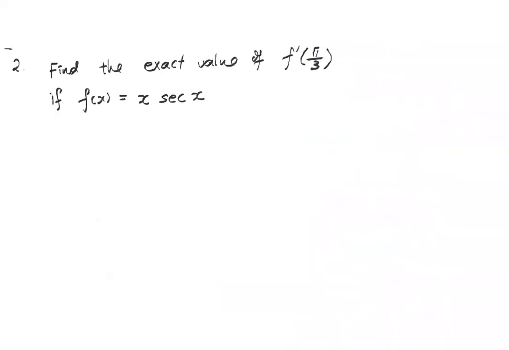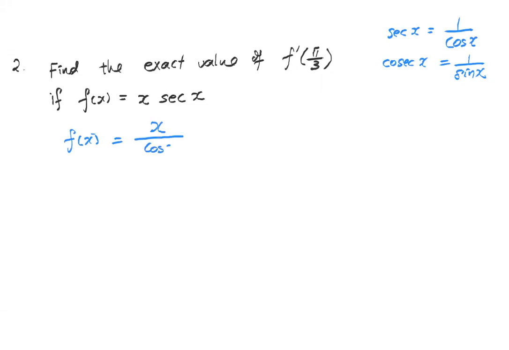Okay. You may try this. When you see this part, we know that we don't know how to differentiate sec x, but I know sec x is 1 over cos x. All right. Cosec x is 1 over sin x. Do you get me? So what you need to do is write this f(x) as x over cos x. So now you use your quotient rule and get the answer.